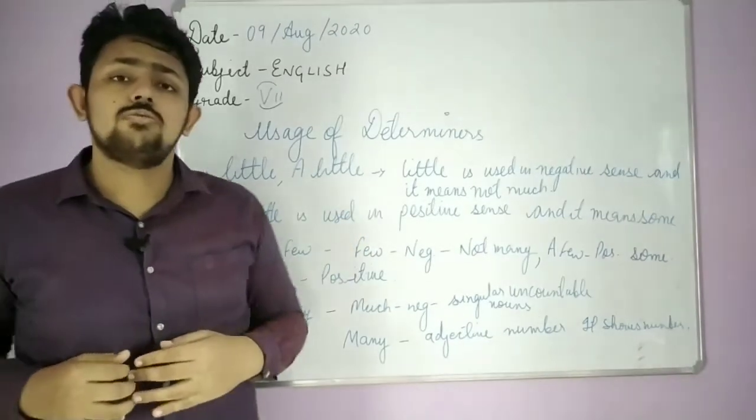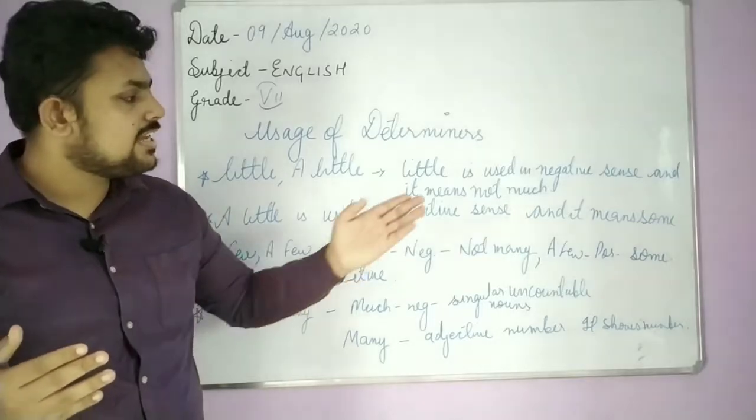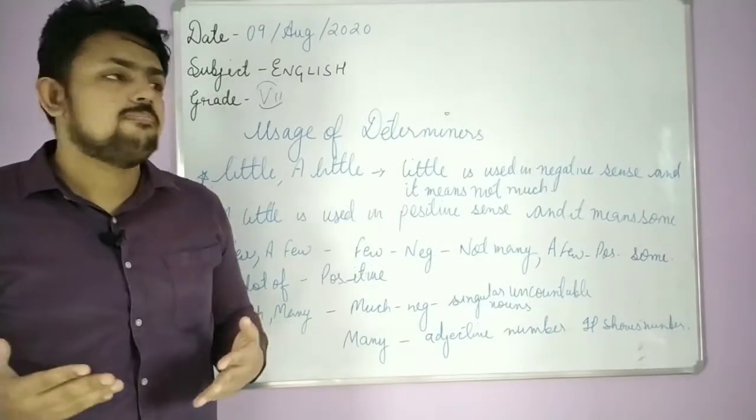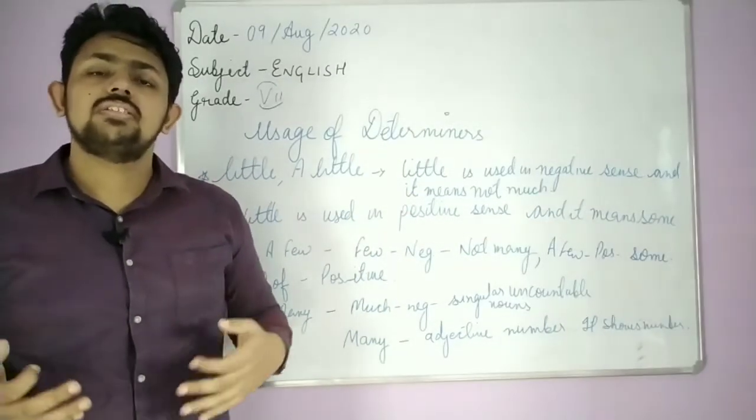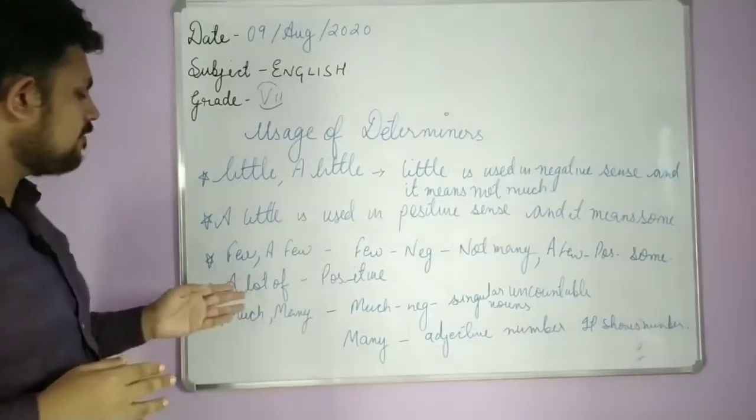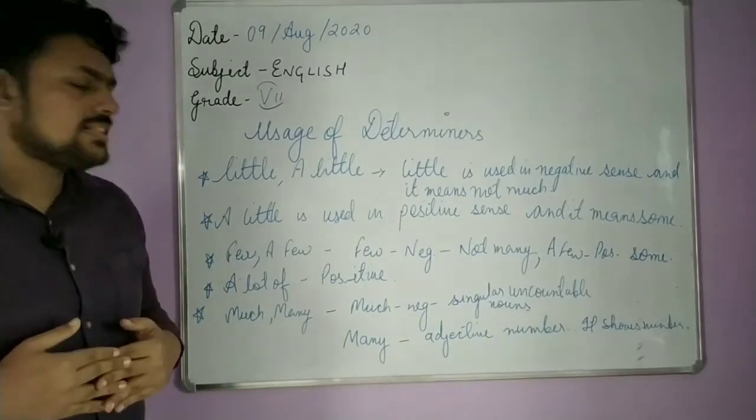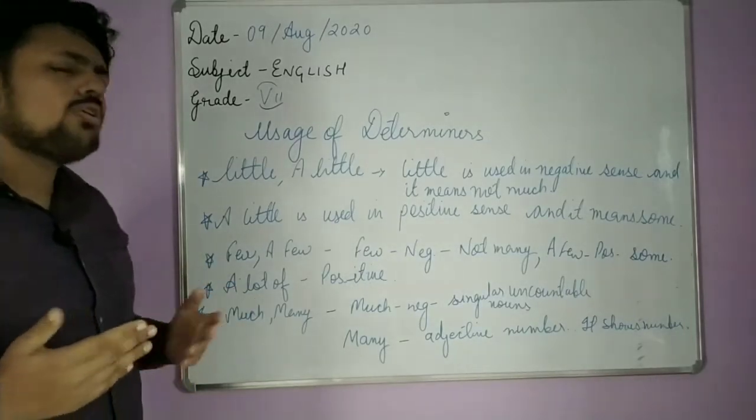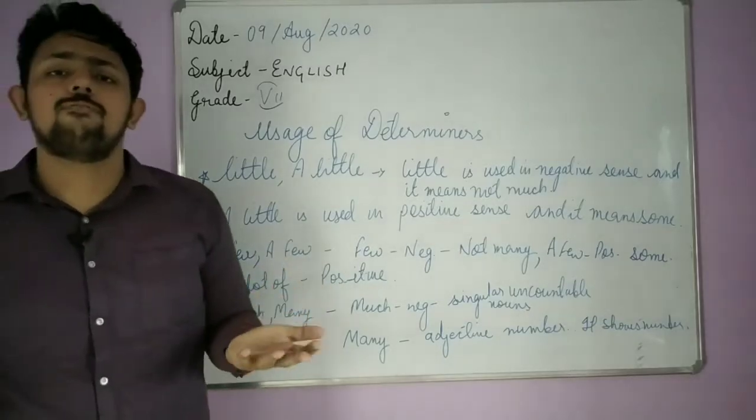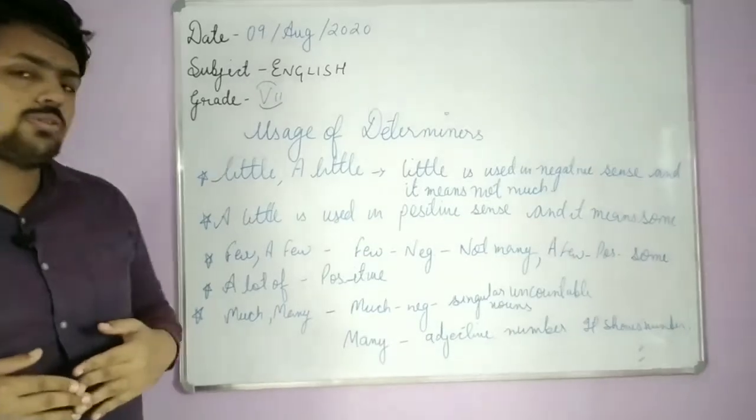A few of the students are brilliant, so it is used in a positive sense, and it means some. Got it? Now we have a lot of, used in positive sentences, and a lot of students have got great marks. So it is used in the positive way.